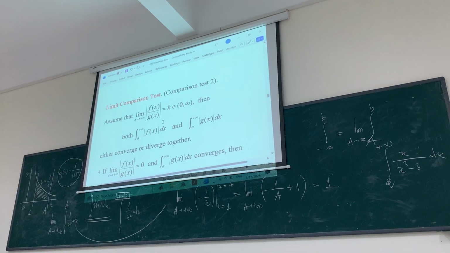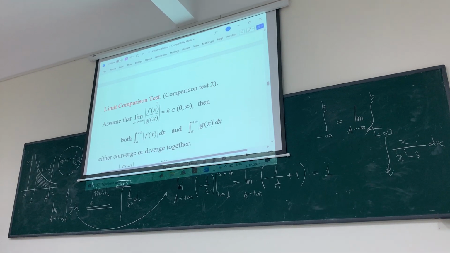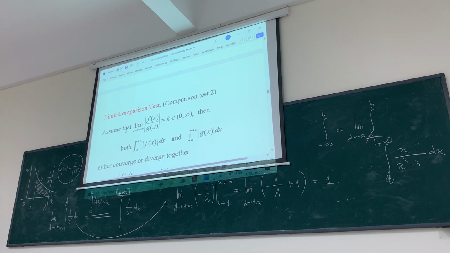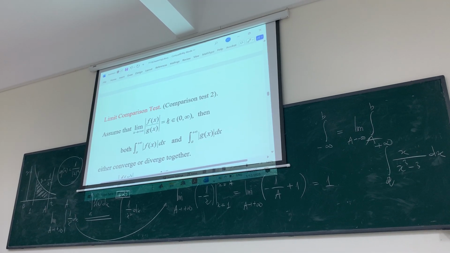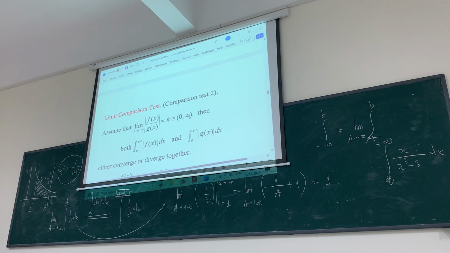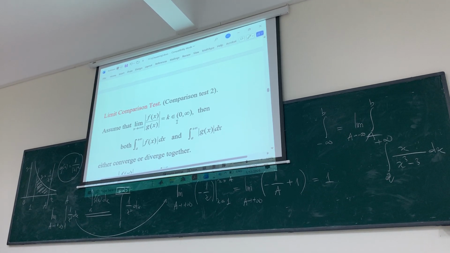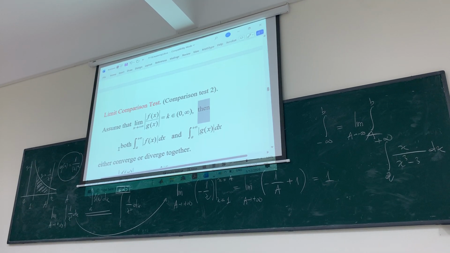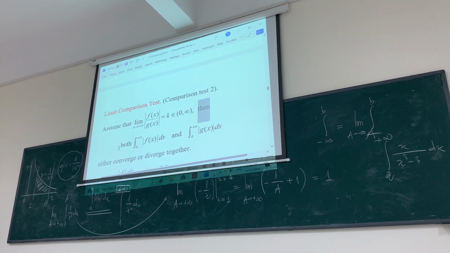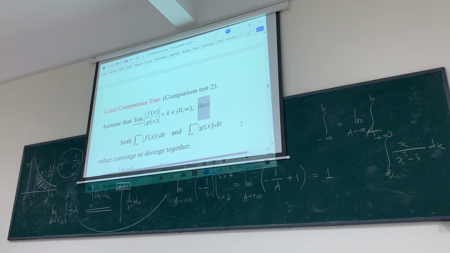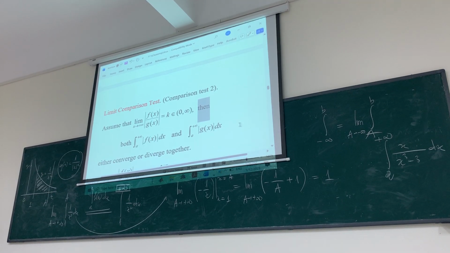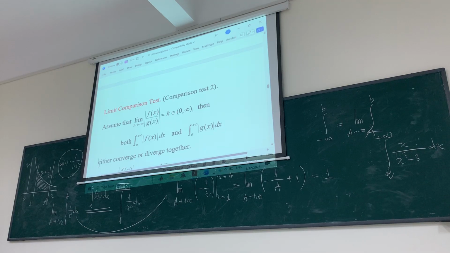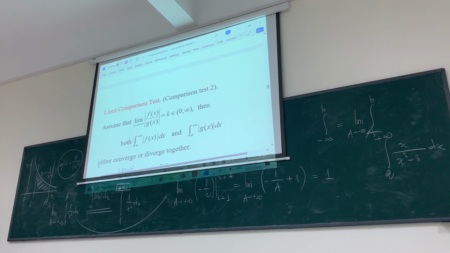Return to the limit comparison test: if the two functions f and g satisfy the condition that the limit of absolute f over g equals k, which is not zero and not infinity, does that mean k is finite and not zero? Then both improper integrals related to f and g have the same property. Does that mean they either converge or diverge together?